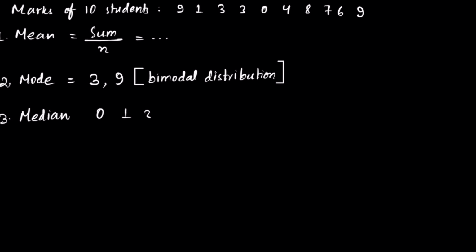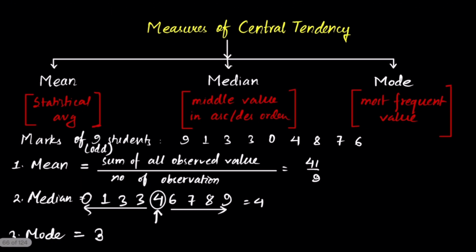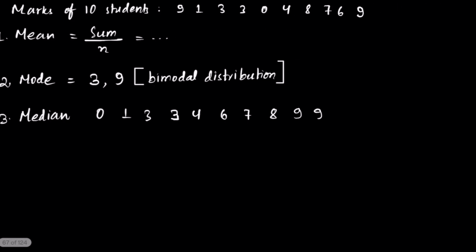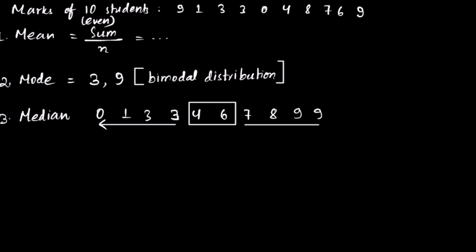So you'll get 0, 1, 3, 3, 4, 6, 7, 8, 9, 9. In case of an odd number of values, you could simply find a middle value before which and after which there were equal number of values. However, in case of an even number of values, there are two middle values. So there's your 4 and then 6. Before 4 and 6, there are 4 values, and after 4 and 6 as well, there are 4 values.